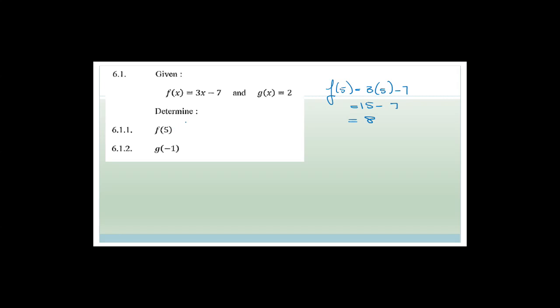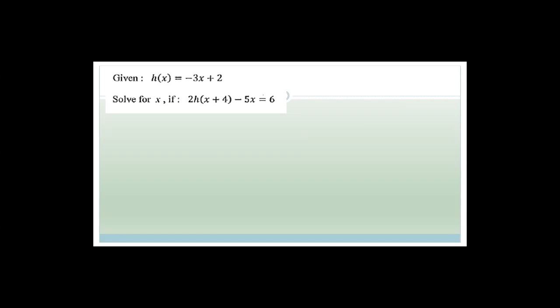So what we are saying is that there's a point on this graph that when x is 5, y is 8. Then they tell you g of x is 2. Okay, it's always 2. It's a straight line where it's always equal to 2. So it doesn't matter what the x value is, the value is always going to be 2. So therefore, g of minus 1 is 2.